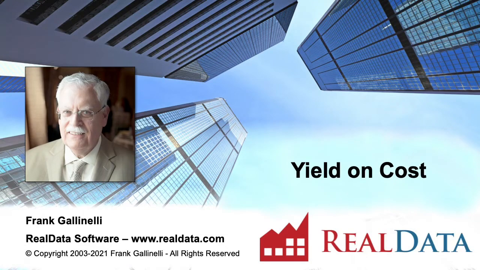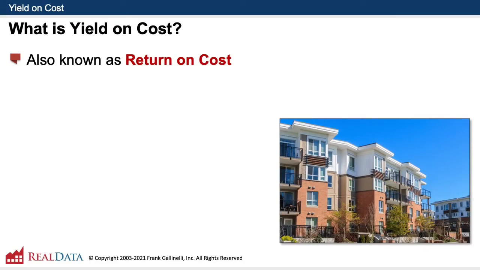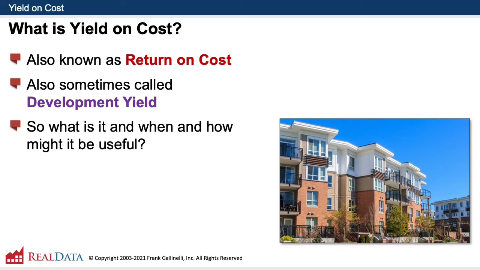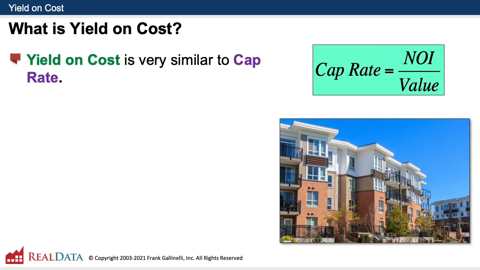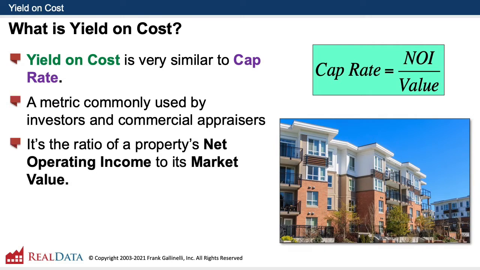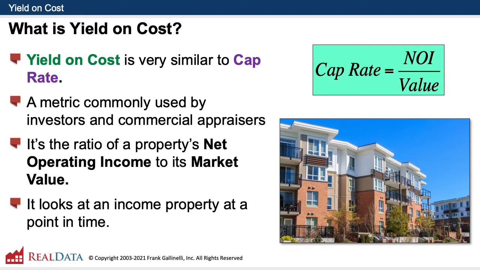I had a question recently about a metric called yield on cost, aka return on cost, and sometimes also called development yield. So, what is it, and when and how might it be useful? Yield on cost is very similar to cap rate, which you're already familiar with, especially if you followed my posts, read my books, or taken my online course. It's a metric commonly used by investors and commercial appraisers, and it's the ratio of a property's net operating income to its market value. It looks at an income property at a point in time.